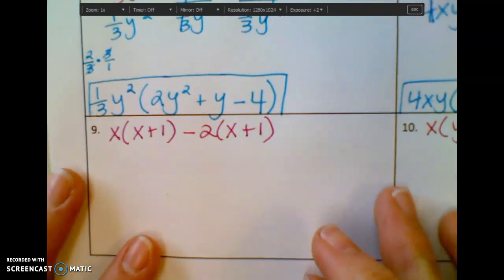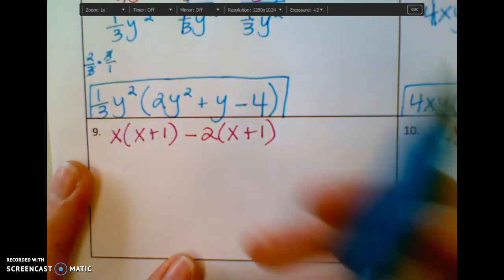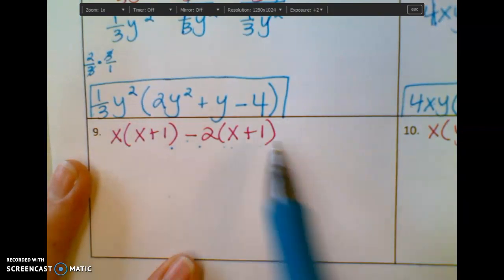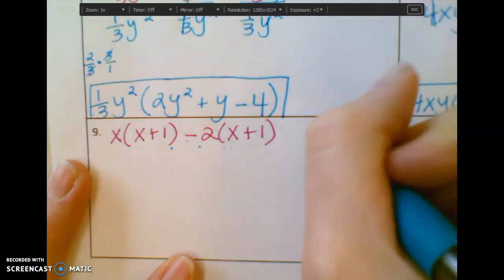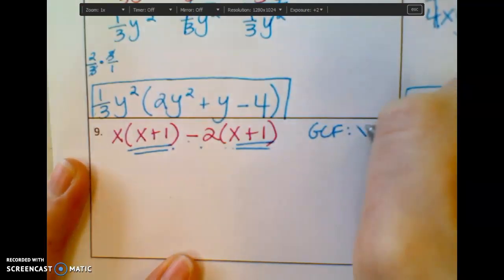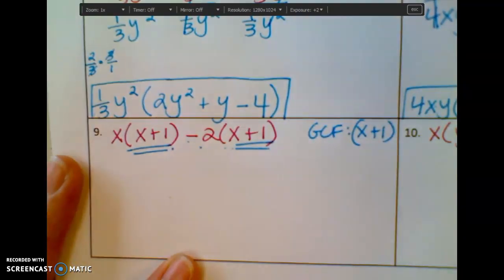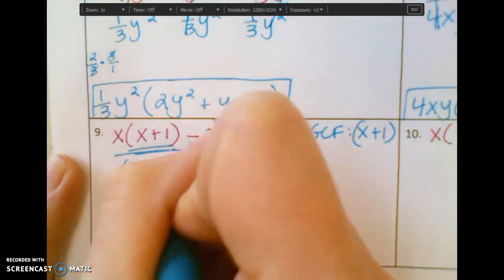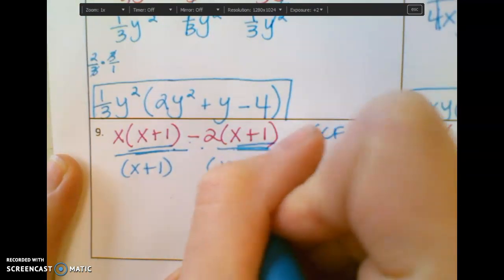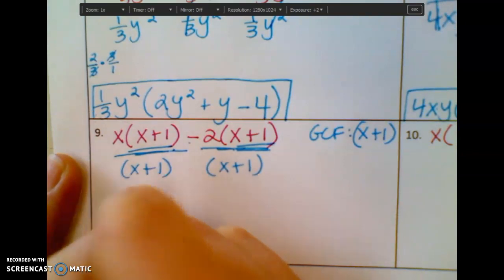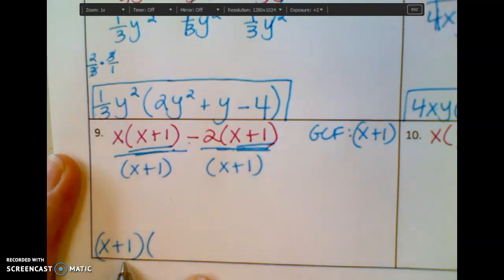All right, I already wrote in numbers 9 and 10. These look a little different because what do you notice? We have x times x plus 1 minus 2 times x plus 1. So actually our GCF here, what do they both have in common? That x plus 1. So that's our GCF. That means we're going to divide both of them by x plus 1. We're going to bring that down as our GCF. GCF is x plus 1.